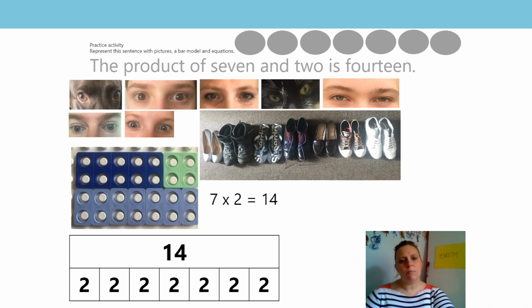Here's my first one with my factor, product. And then I've got one with my product, factor. 7 times 2 equals 14. The product of 14 is equal to 7 times 2. Wow, what a lot of representations I got from just one sentence. I'd love to see how you got on. Maybe you can get your grown-ups to share some of your pictures with us.